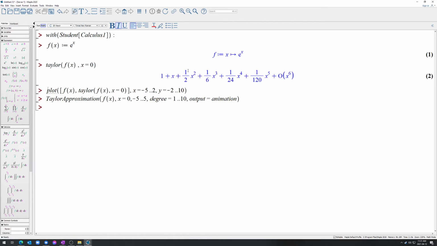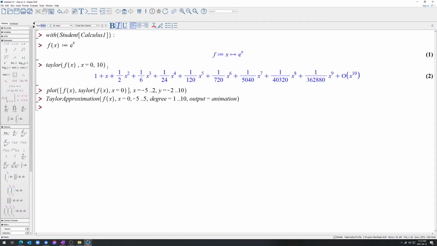1 plus x plus 1 over 2 factorial, x squared, plus 1 over 3 factorial, which is 6, x cubed, plus 1 over 4 factorial, x to the 4, and so on. You can see that 0 factorial, 1 factorial, 2 factorial, 3, 4, and 5 factorial, they're growing very quickly. And this notation, big O notation, means that the remaining terms are on an order of at least x to the 6. We can even include more terms here if we like.